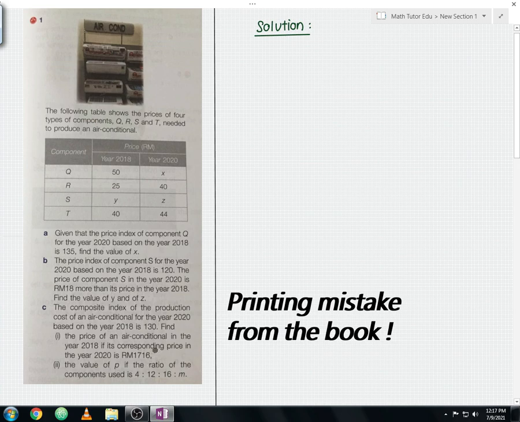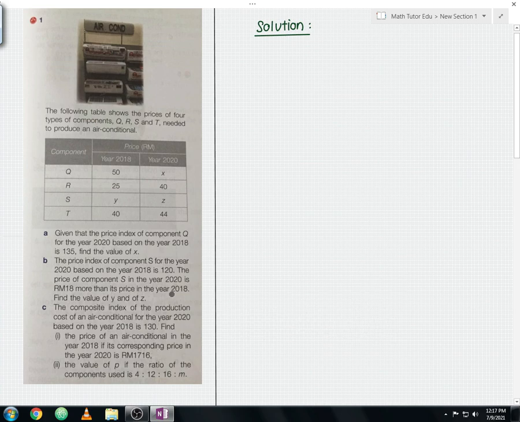Just for your information, there is a printing mistake here, guys. This should be M instead. Let me correct this mistake so you won't get confused. This should be M, not P. In the book there's actually a printing mistake. I hope I made myself clear about this. So this is the overall question.